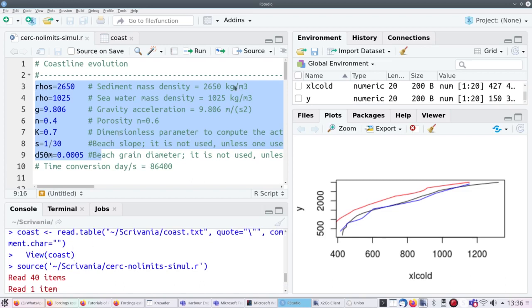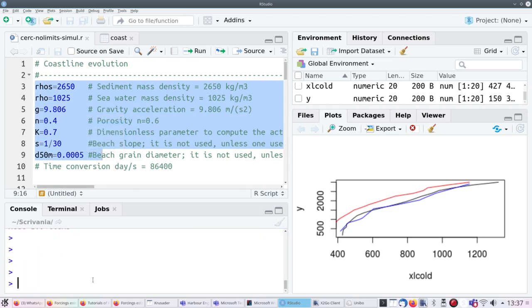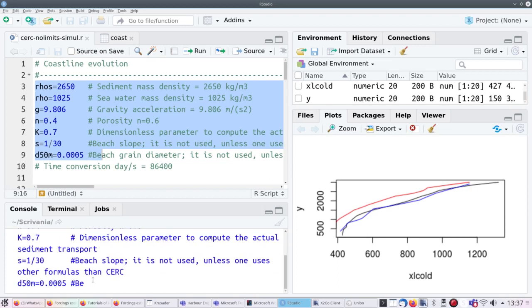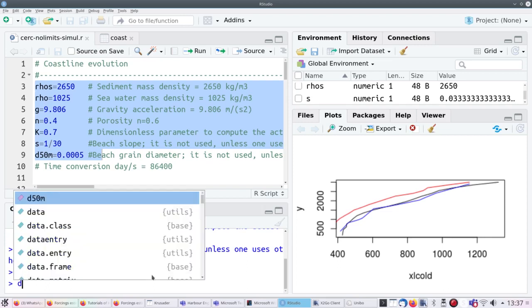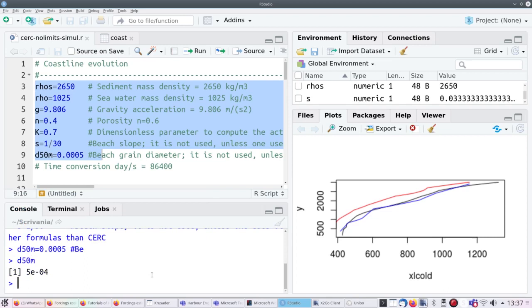I didn't, sorry. What I wanted was to source only these lines. Let me see if I can load only these lines, because it loaded everything, which is not a good thing. But anyway, it's not a problem. We can make a cut and paste. I just copy them and I paste them in the console. And I think in this way, I pasted the instructions in the console, and everything is now there. In fact, if you type D50, you get the value.